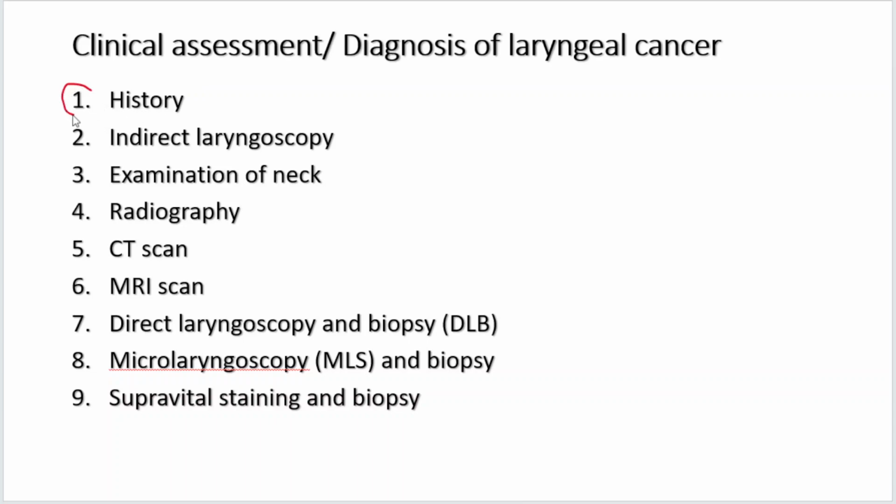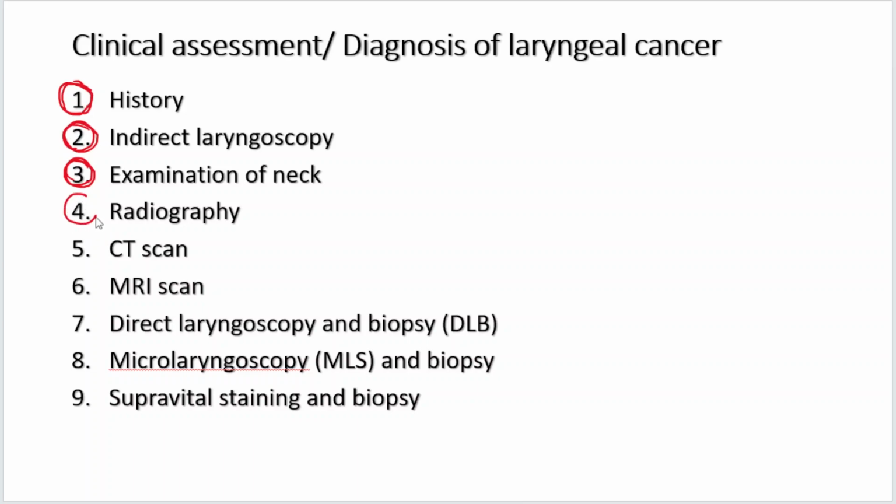One is history. What are the chief complaints with which the patient is going to present to you? Which carcinoma presents early, which carcinoma presents late, which carcinoma we are going to expect to have lymph nodes in the neck. Then indirect laryngoscopy. For an ENT surgeon, indirect laryngoscopy is ideal. In the indirect laryngoscopy, what are we looking for? Then the third one is examination of the neck, so that we can find out any lymph nodes, any extension into the neck, laryngeal crepitus, etc.